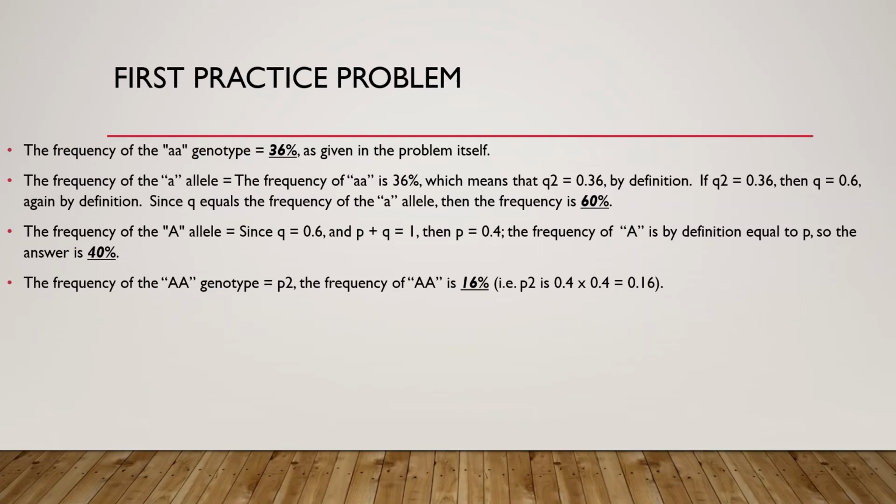Now we can solve for the frequency of being homozygous dominant. Because we know what P is, 40%, P squared is the frequency of the dominant genotype, so we just multiply 0.4 times 0.4, and we get 0.16, or 16%. And then the last frequency of genotypes is being heterozygous, and that is just plugging in the numbers that we found. So 2PQ is going to be 2 times 0.4 times 0.6, and we get 0.48, or 48%.